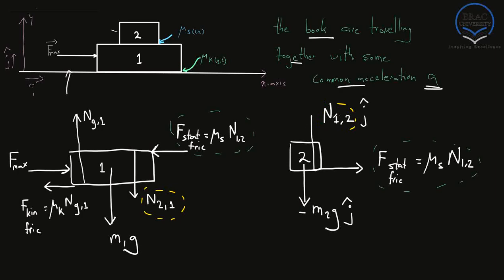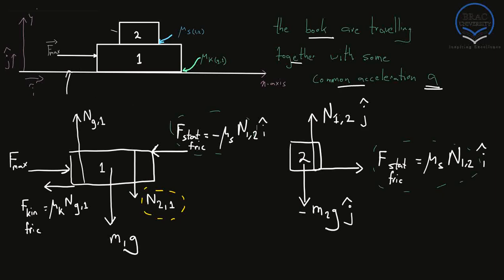Let's remove those. That's right. And the force of static friction, which is acting to the right, would be given by mu s N12 i hat. Okay, in body 1 we would have this force of static friction given by minus, because it's pointing to the left, right? So we would have F static friction equal to minus mu s N12 i hat.